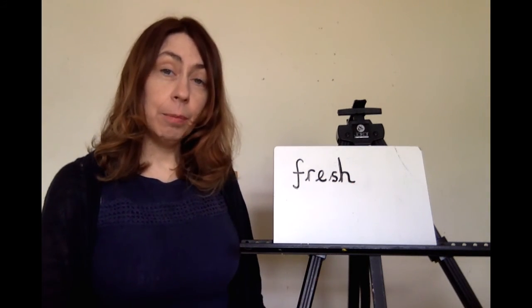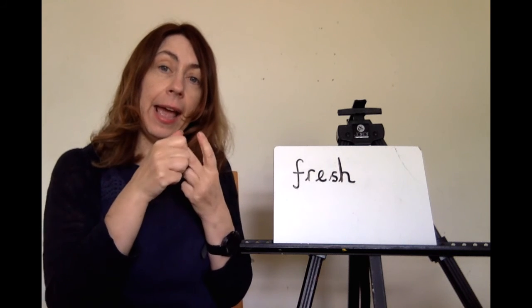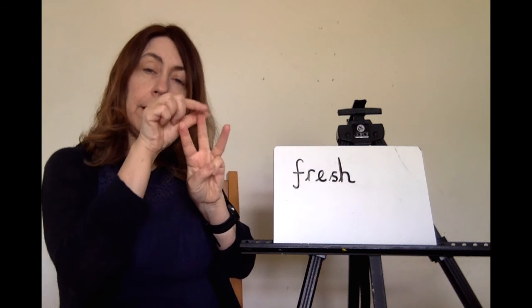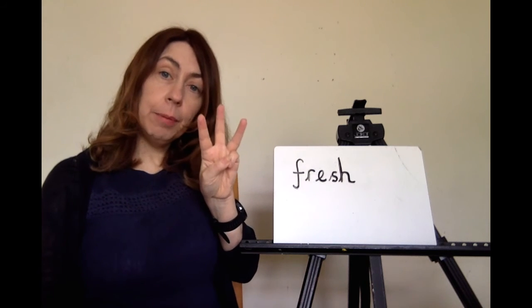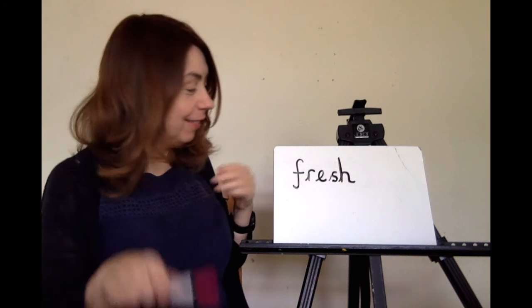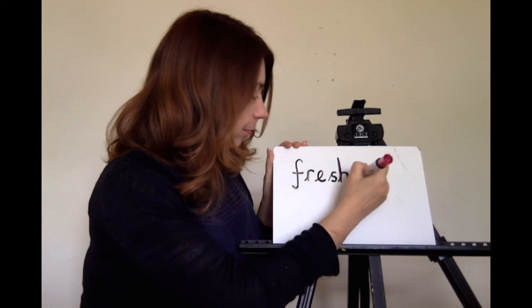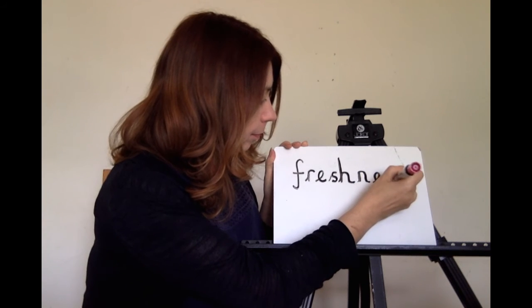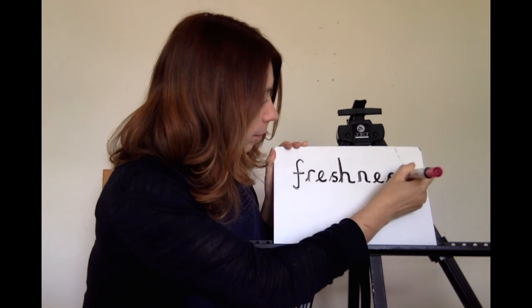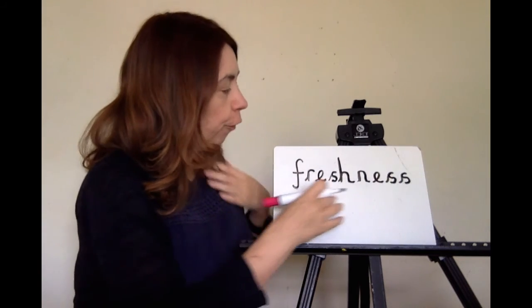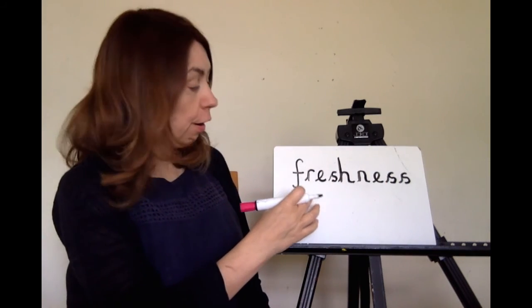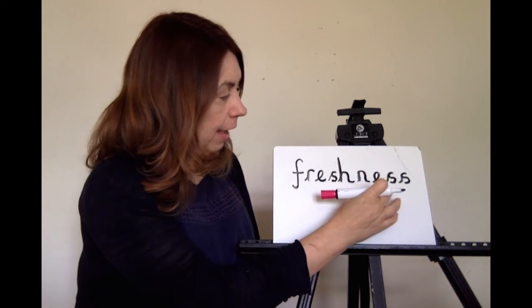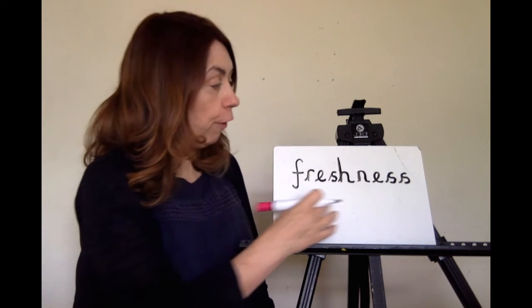Let's write the next syllable. Ness. N-E-S-S. How many phonemes? That's right, 3. Freshness. F-r-e-sh. Fresh. N-E-S-S. Ness. Freshness.